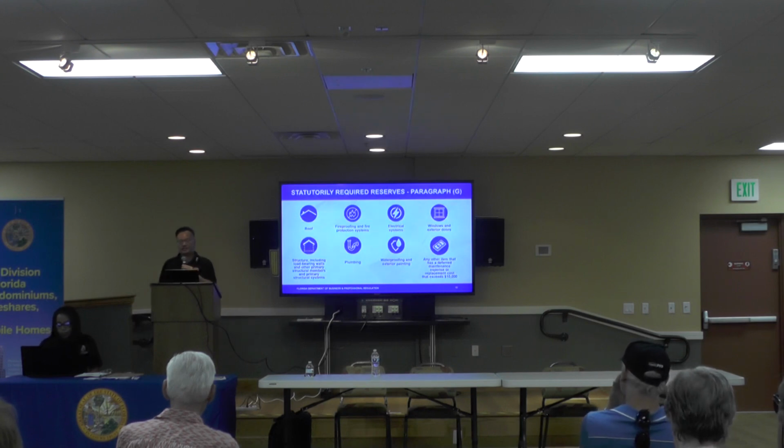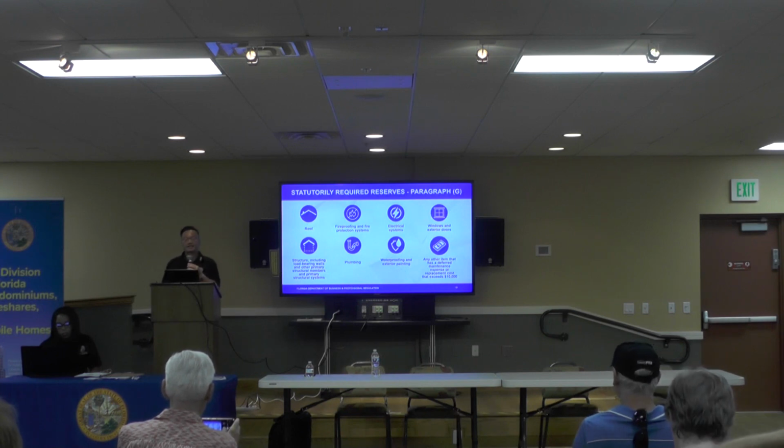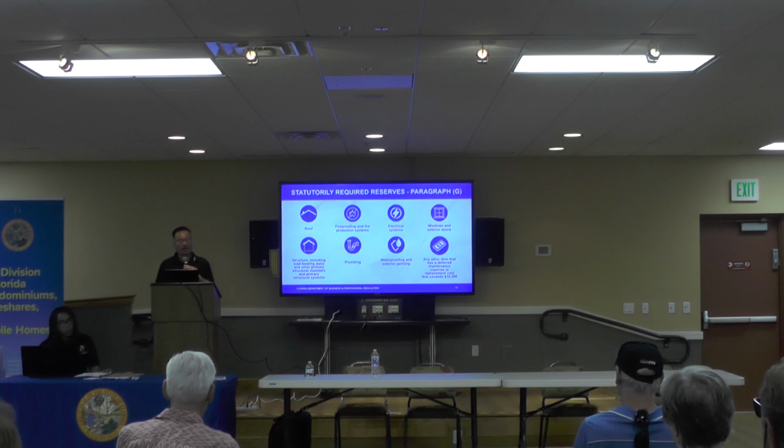In addition to the statutorily required reserve, at a minimum, a study of 8 items as related to the structural integrity and safety of the building must be completed for each building on the condo that is 3 stories or higher in height, as determined by the Florida Building Code. This item can be found in paragraph G of chapter 718, section 112, subsection 2.